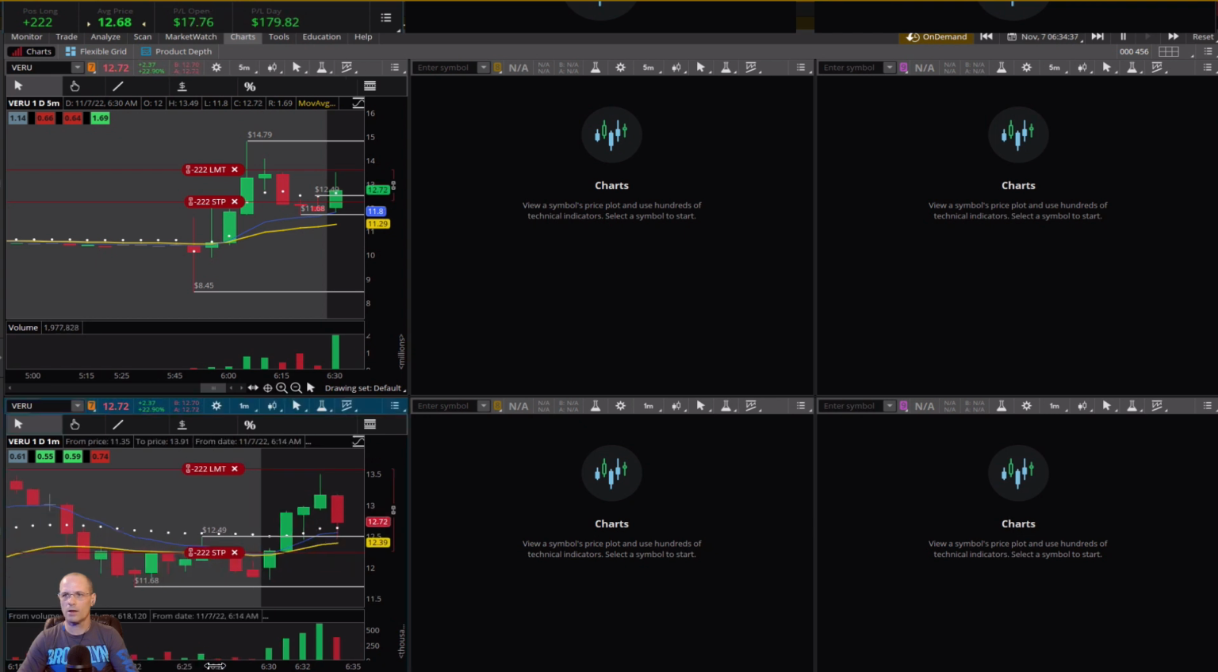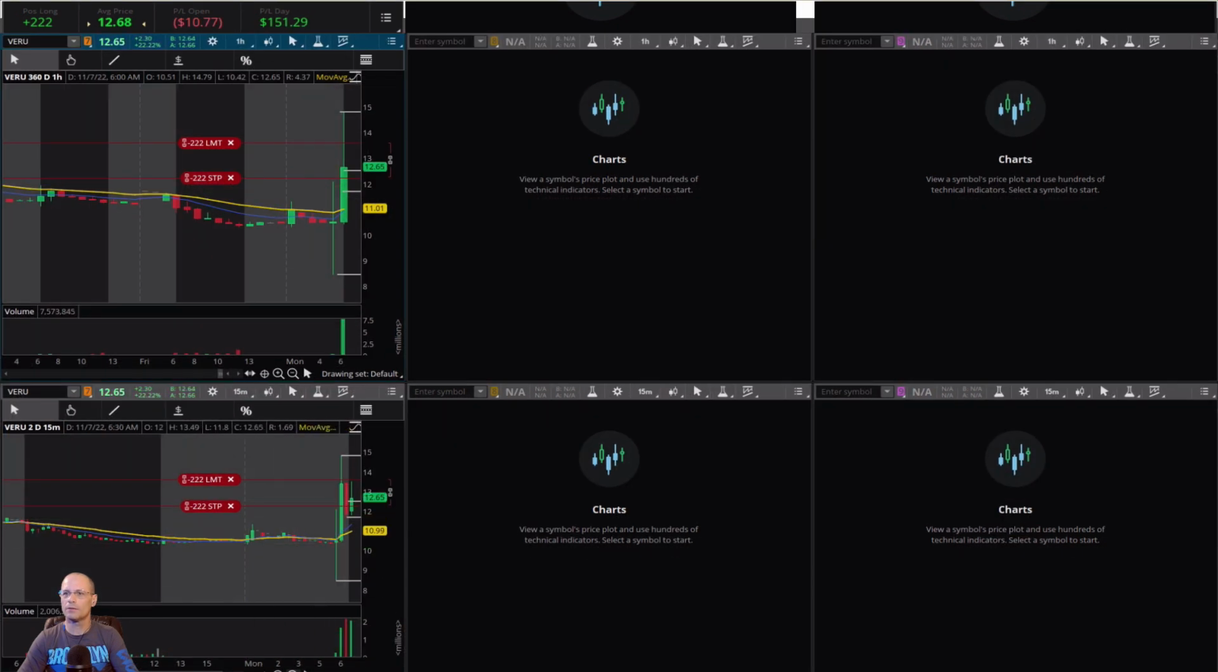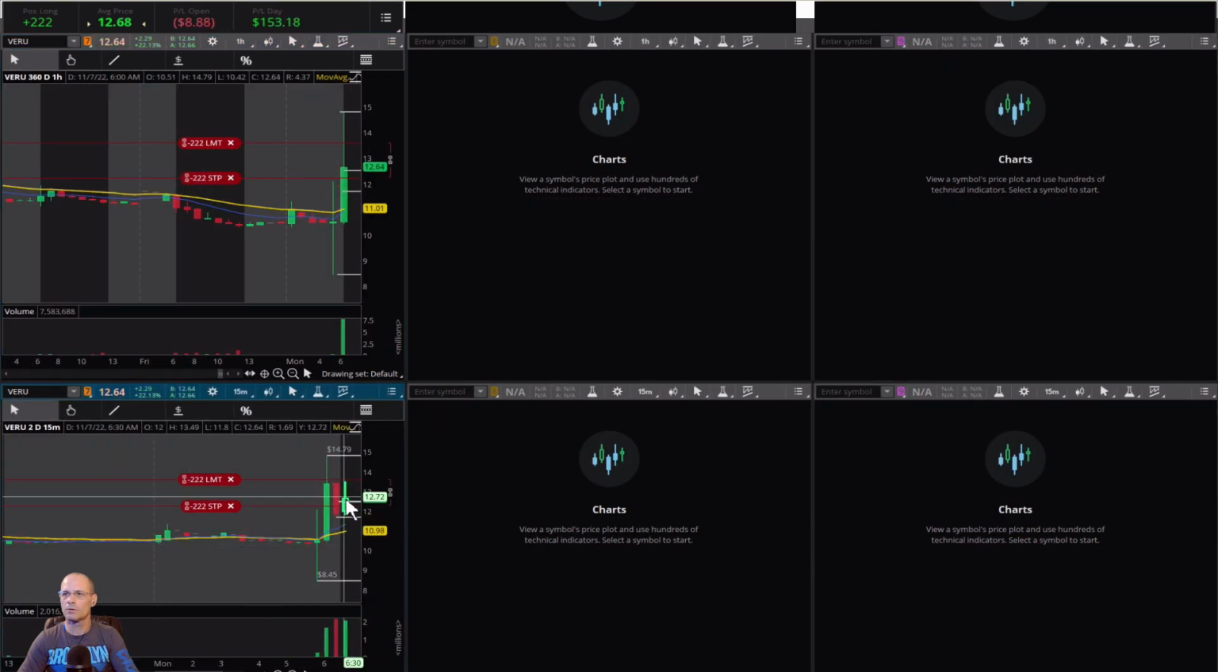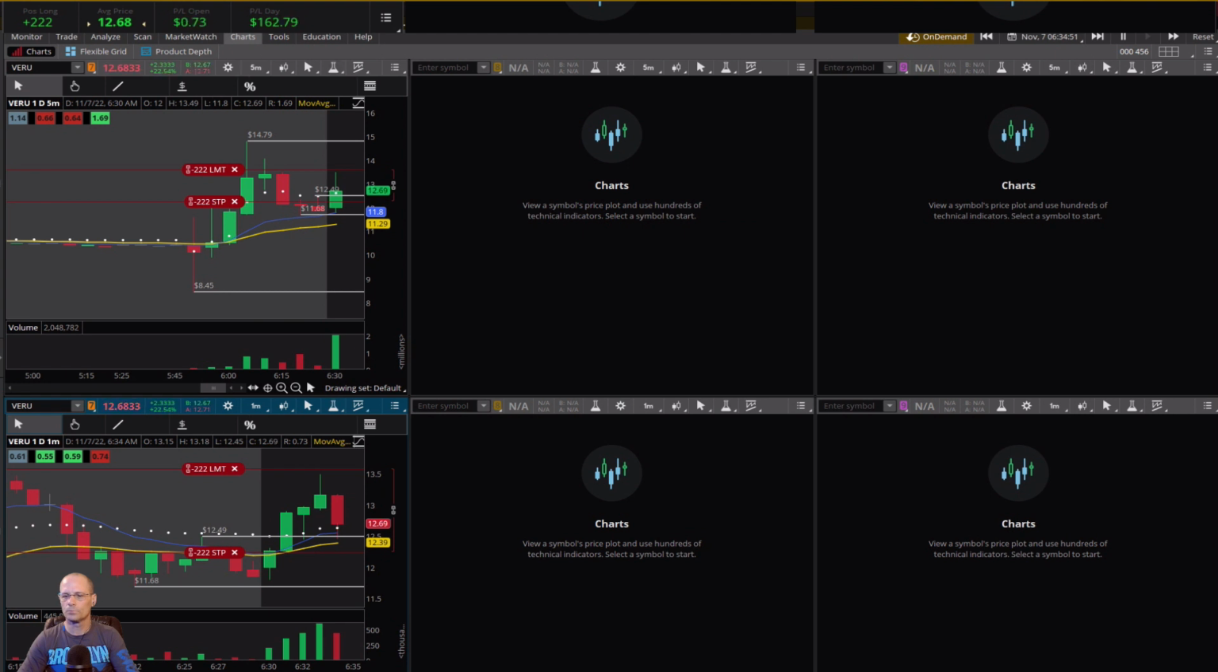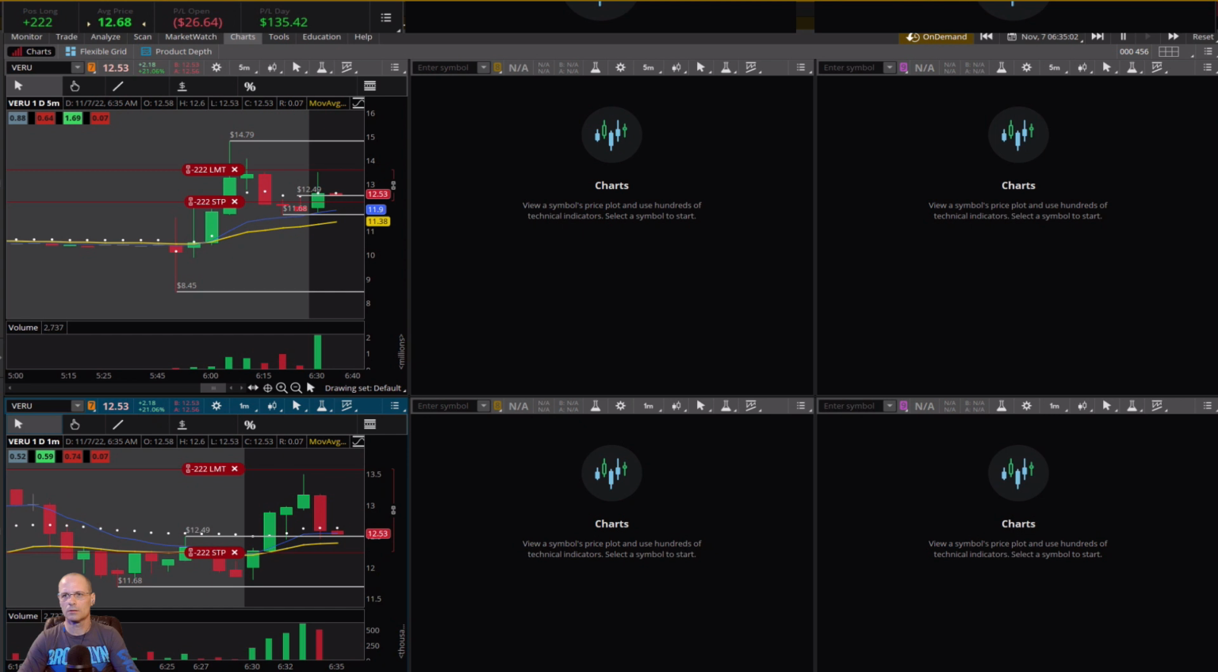Nice volume on the way up. So you see that inside bar on the 15-minute time frame here. That's what has me wondering if we're going to pull back now. You know, that's why I sold up here when I did. Not getting the bounce follow through yet.